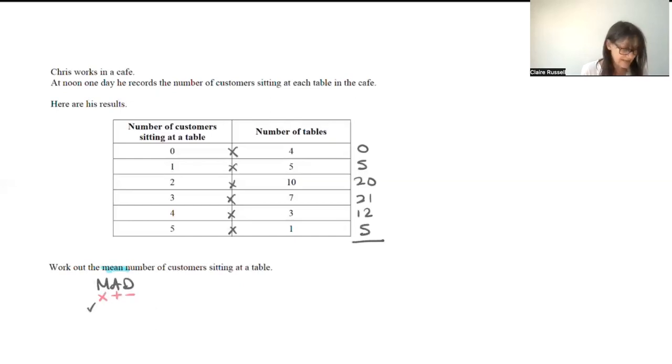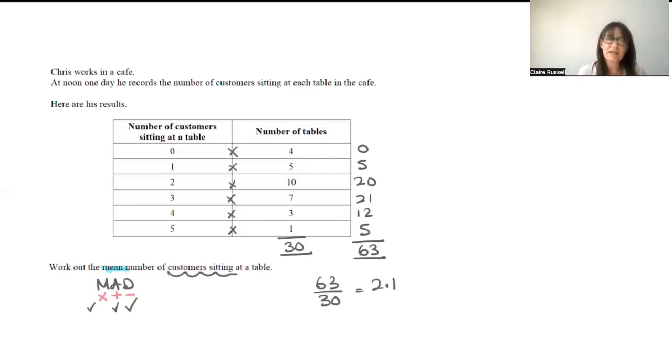Well, it makes sense to add those numbers as I've just got them, so 63, but I also add the total frequency, which is 30 in this question, because let's not forget when we're finding the mean, we're adding them all up and dividing by how many are there. This is the how many are there. Some people divide by the number of rows. Very easy to make that mistake. So 63 divided by 30, divide with my last step. This gives me 2.1, but it does say how many customers could be sitting at the table. And you can't, so we want to round that to a whole person.